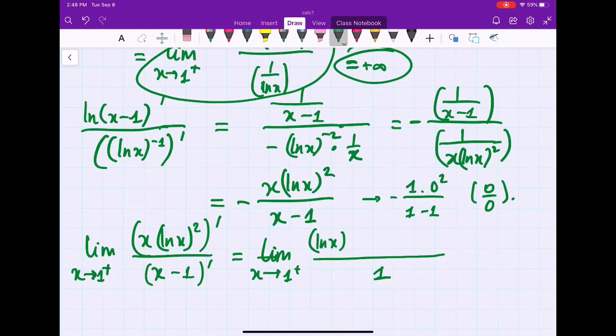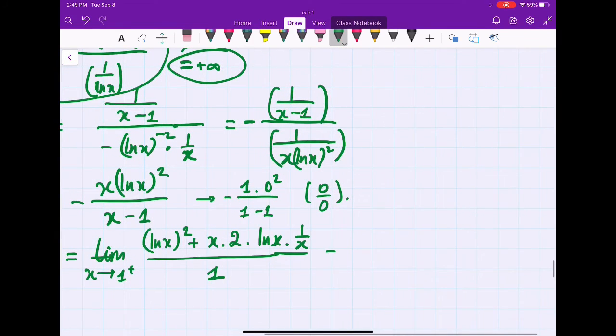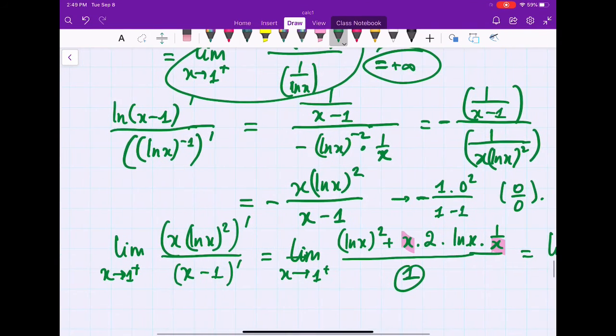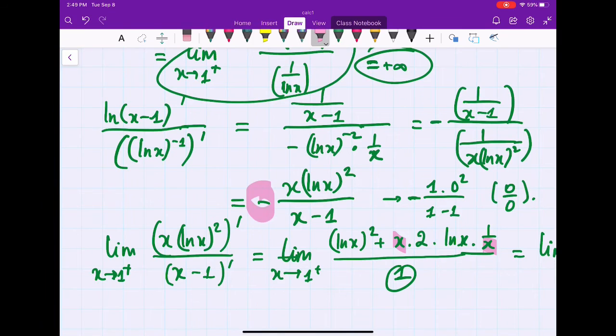I have ln squared of x, and the second one is plus x. The derivative of ln squared of x is 2 times ln of x times the derivative of ln, which is 1 over x. Right? So from here you might simplify the x with the x in here. The limit of 1 is just 1, I don't write it. I have a negative in here, but that's fine. We will remember this negative, okay?